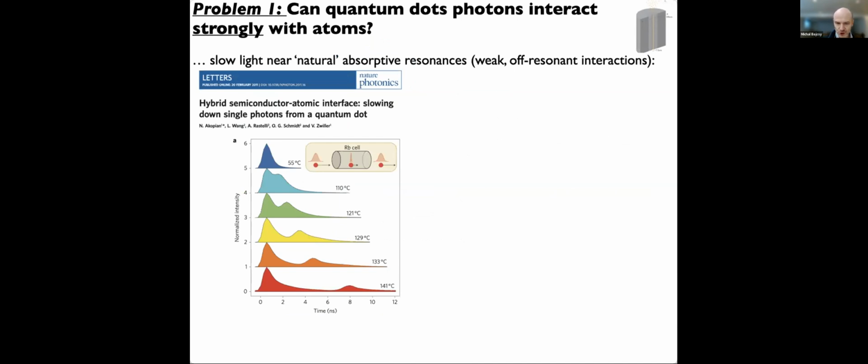So have people tried sending photons from quantum dots into atomic ensembles? The answer is yes, they have. But all of these experiments, which have been done over the past decade, demonstrate in particular group delays or slow light with photons emitted by a quantum dot passing through a vapor cell with rubidium or cesium gas.